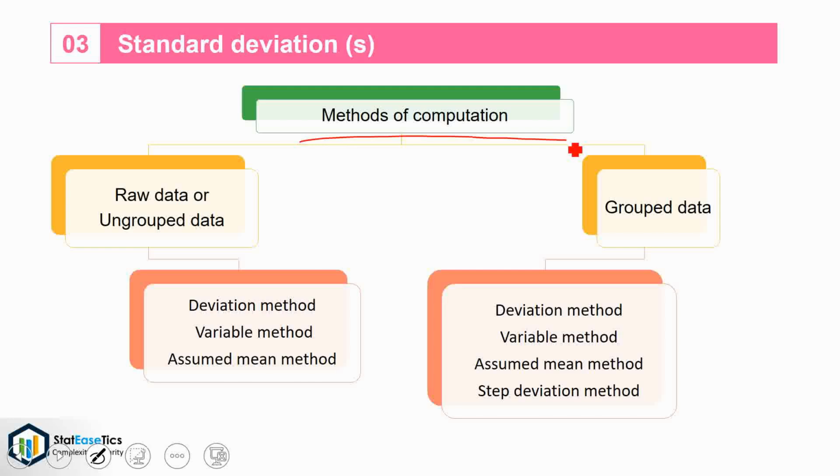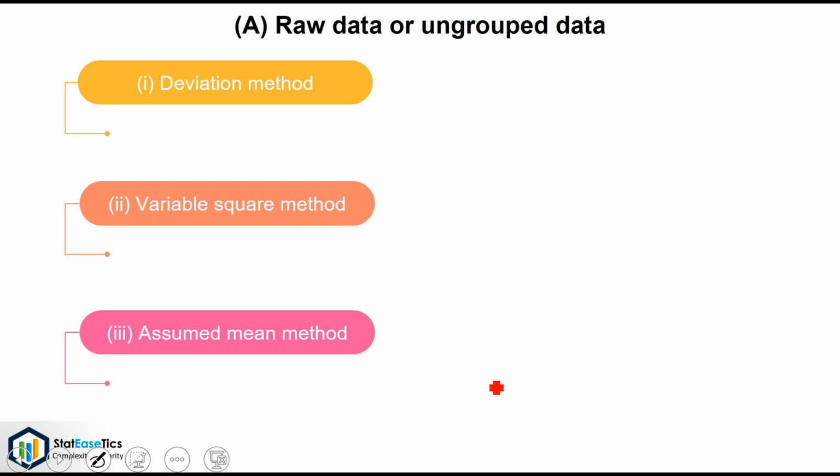Different methods of computation for standard deviation are as shown. For raw or ungrouped data, we can calculate standard deviation using deviation, variable or assumed mean method. And in grouped data, we can calculate it using deviation, variable, assumed mean or step deviation method. Let's see them in detail.